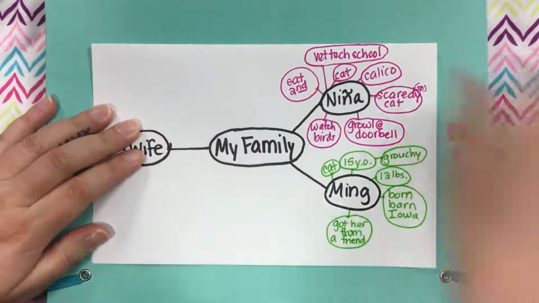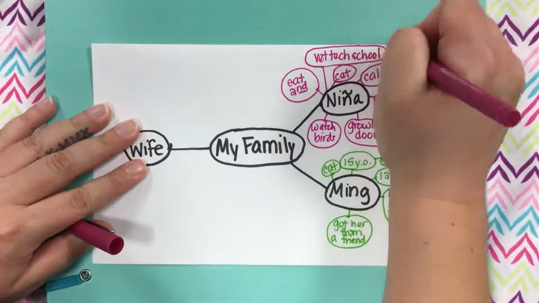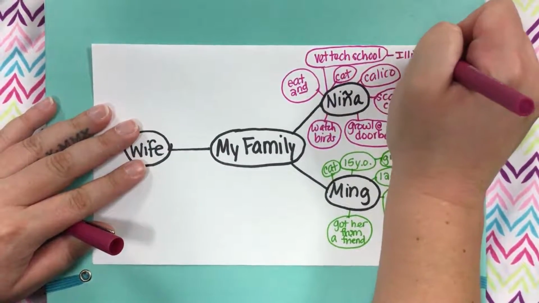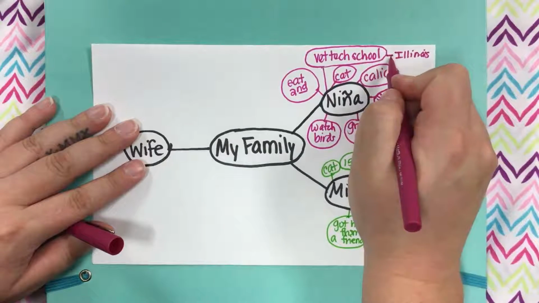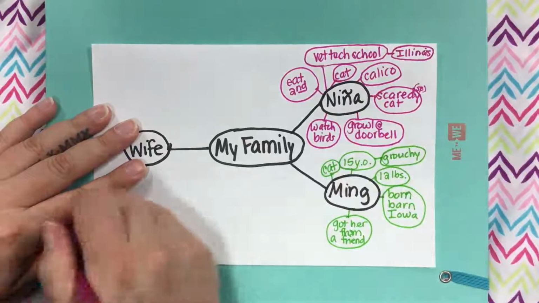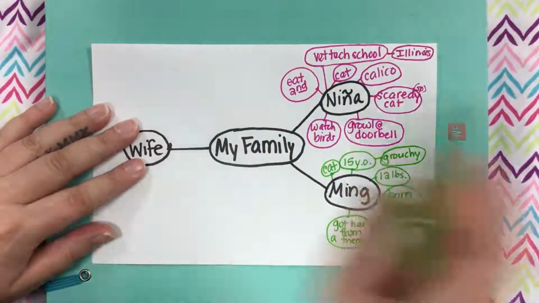Let's see. Oh, and that vet tech school was in Illinois. So see how I am adding that off as a branch from the school itself. It was in Illinois. Then I think a little bit more for Ming.